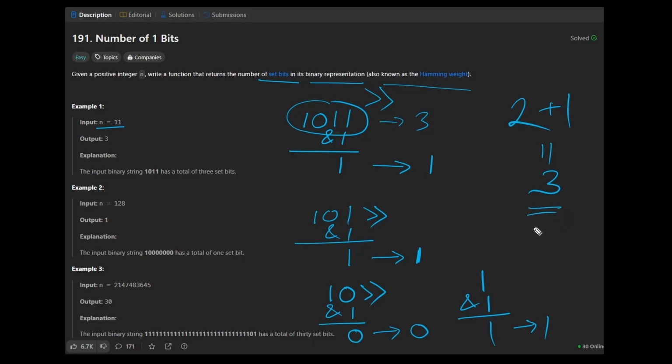This is a very simple and a very naive approach. Can we solve it better for larger numbers? Because if we have something like this, we need to make a shift 32 times. Can we solve it better?